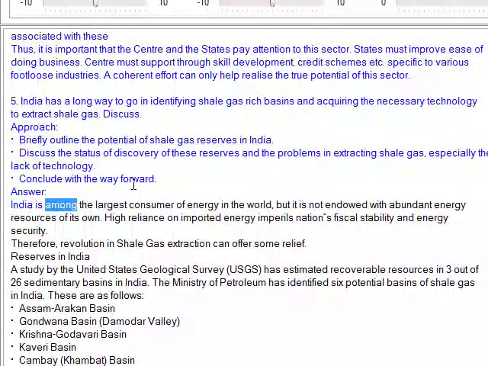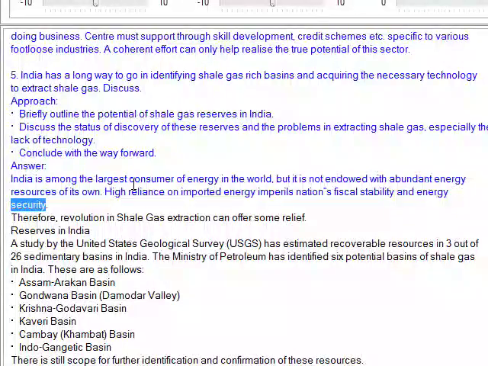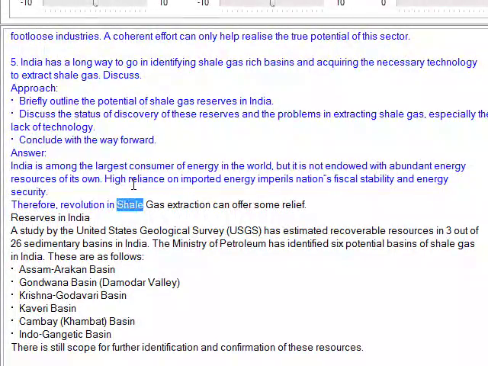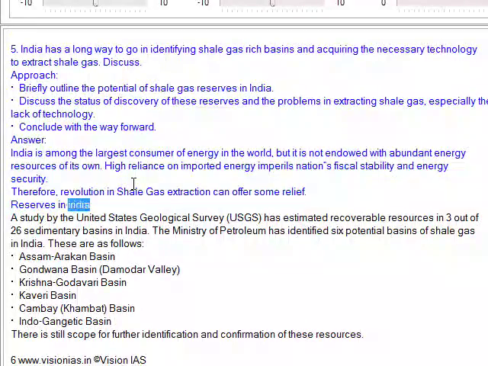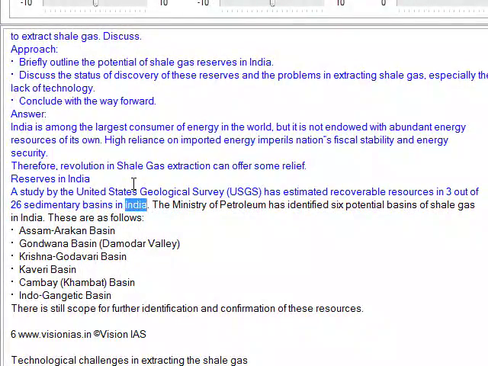Answer. India is among the largest consumers of energy in the world, but it is not endowed with abundant energy resources of its own. High reliance on imported energy imperils the nation's fiscal stability and energy security. Therefore, a revolution in shale gas extraction can offer some relief. Reserves in India. The study by the United States Geological Survey (USGS) has estimated recoverable resources in 3 out of 26 sedimentary basins in India.